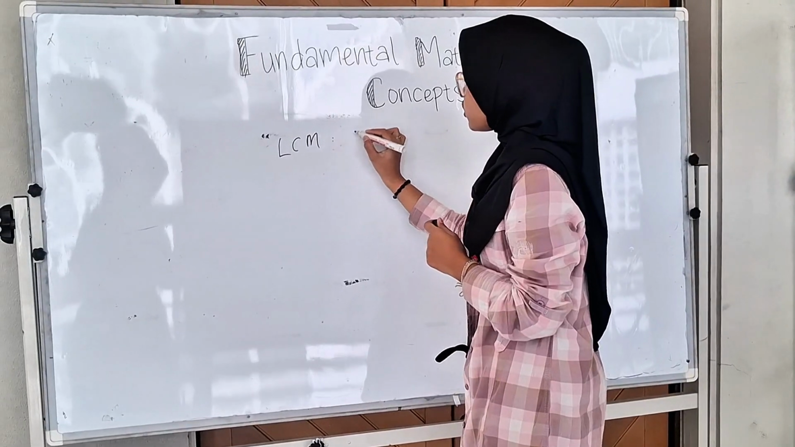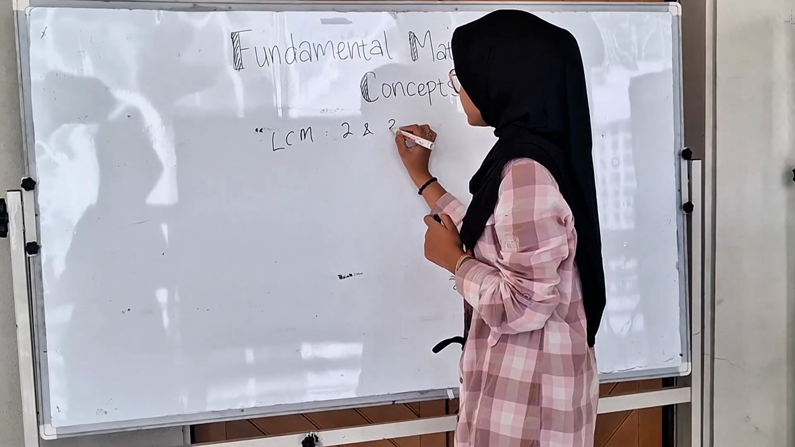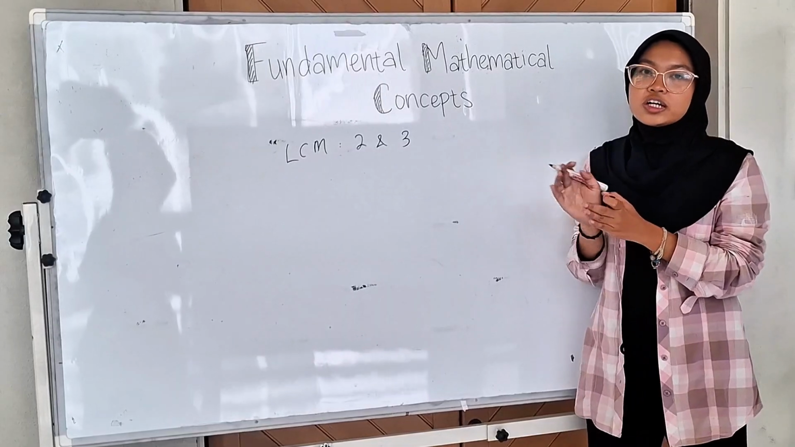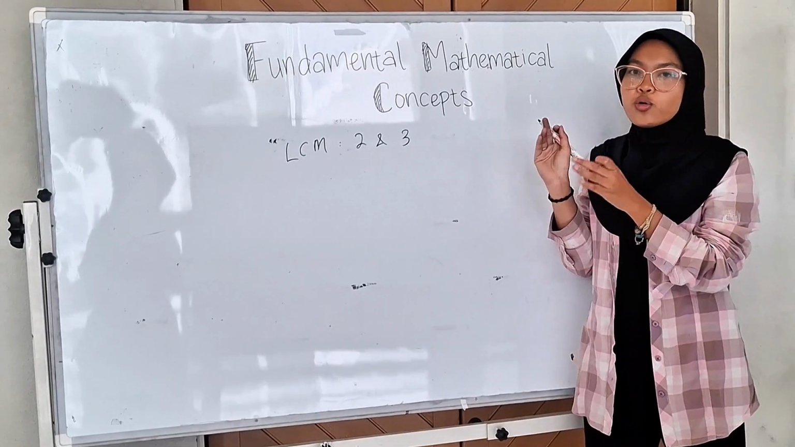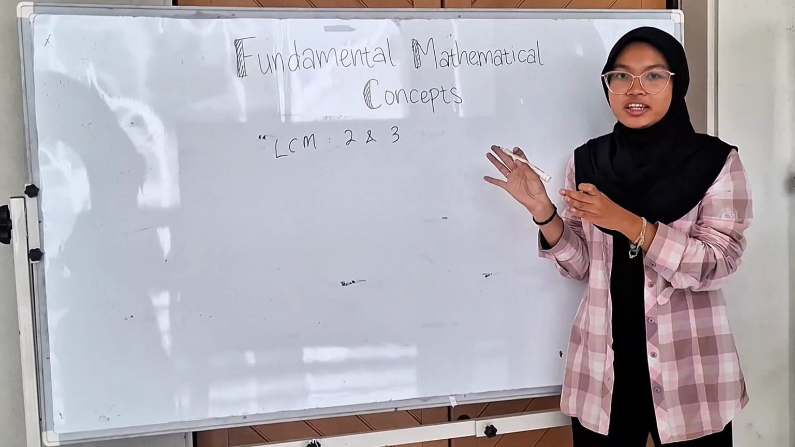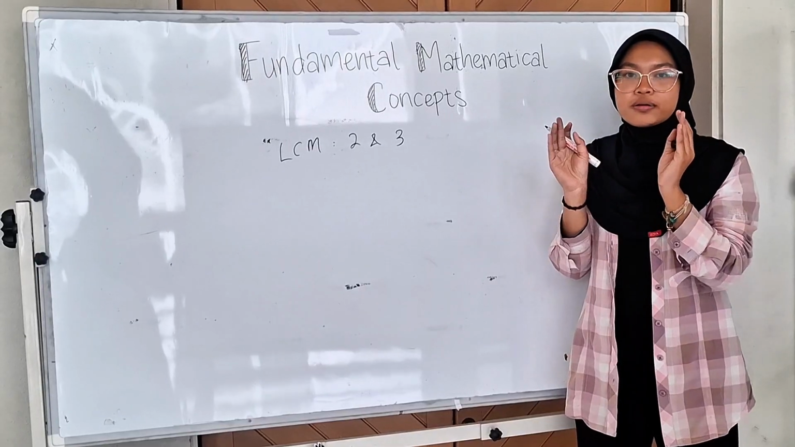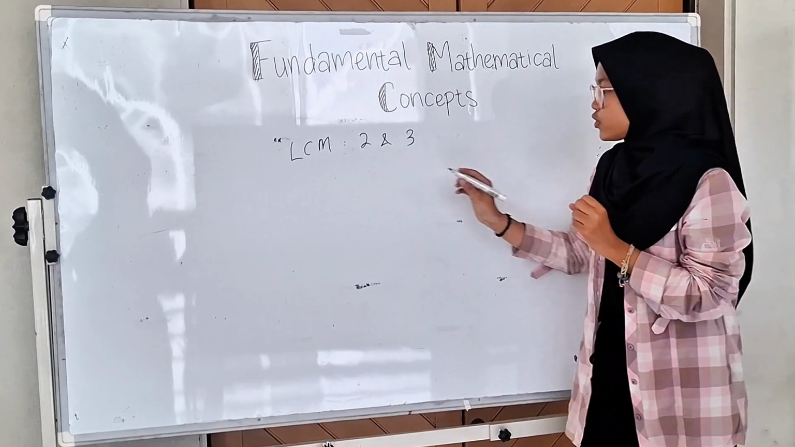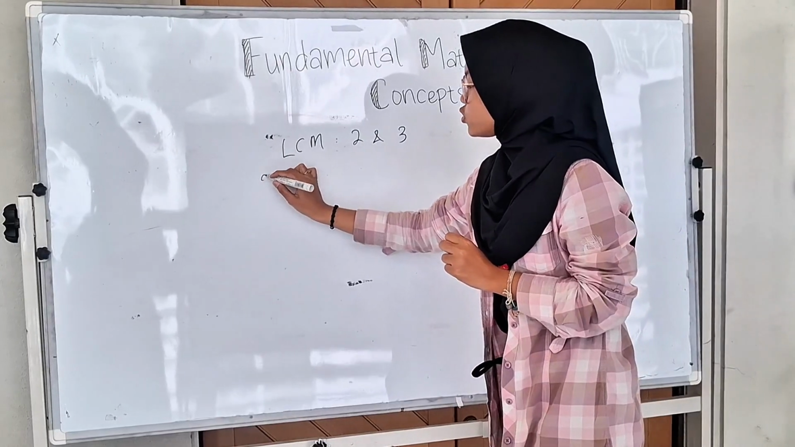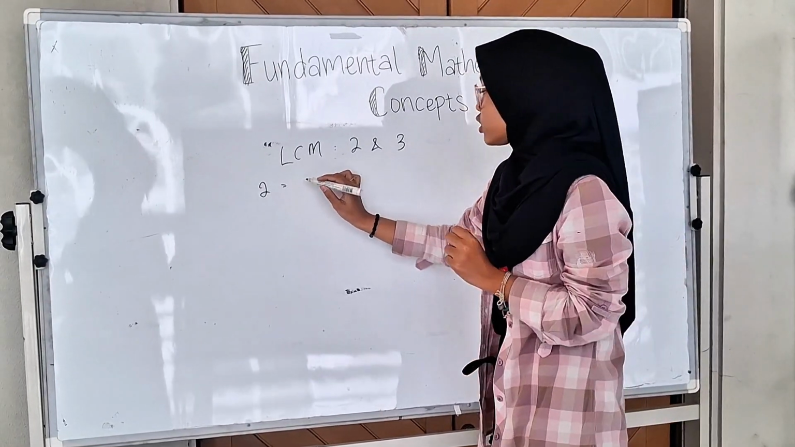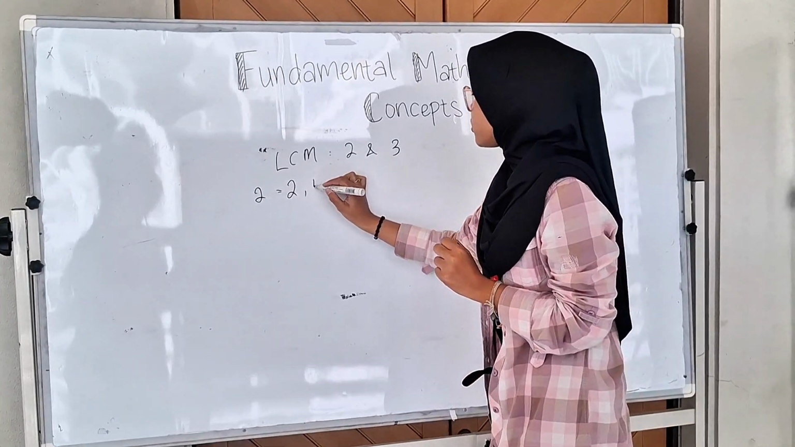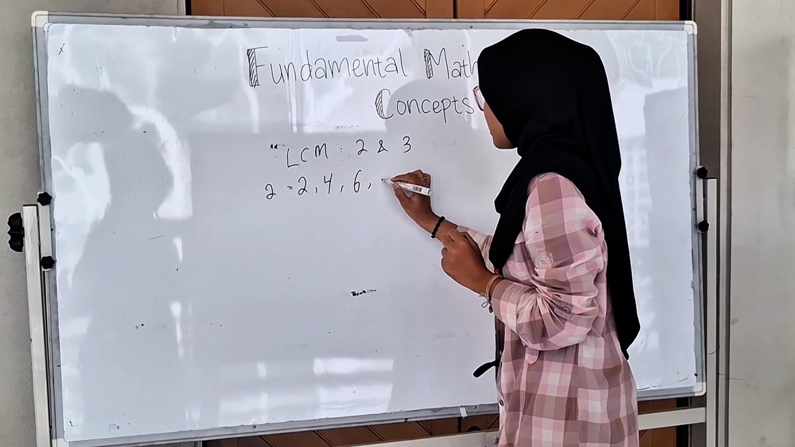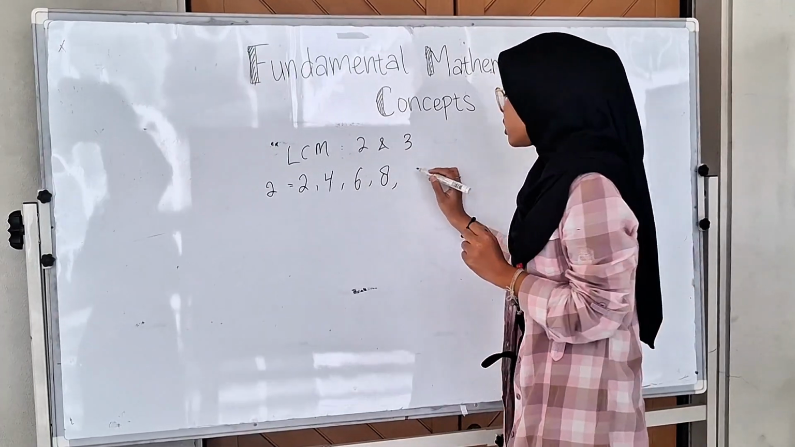LCM of 2 and 3. Okay, the LCM is the smallest interval at which both schedules meet again. First, make a list of their multiples. Multiples of 2 are 2, 4, 6, 8, and so on.